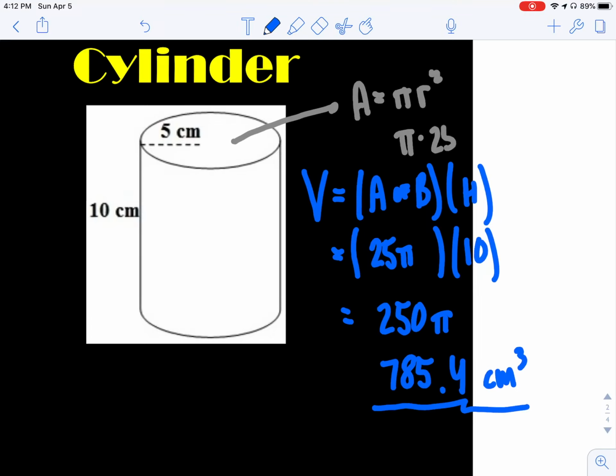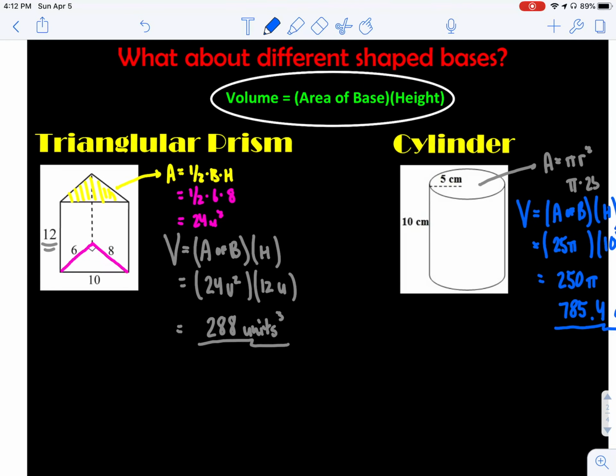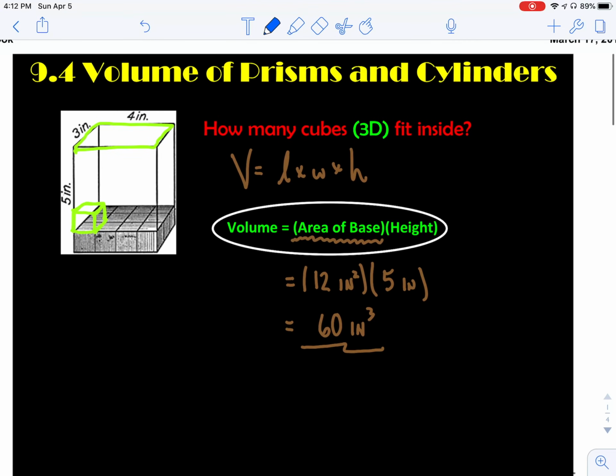So there you go. That is how you calculate the volume of prisms, whether it's a circle base, triangle base, or a rectangle base.